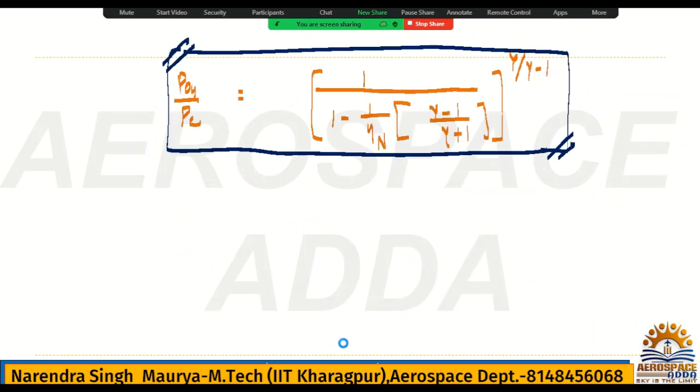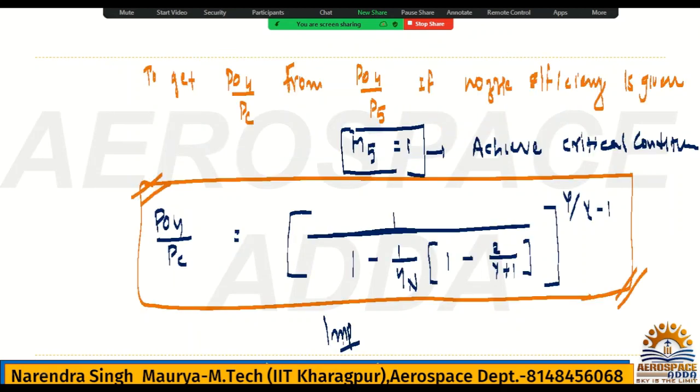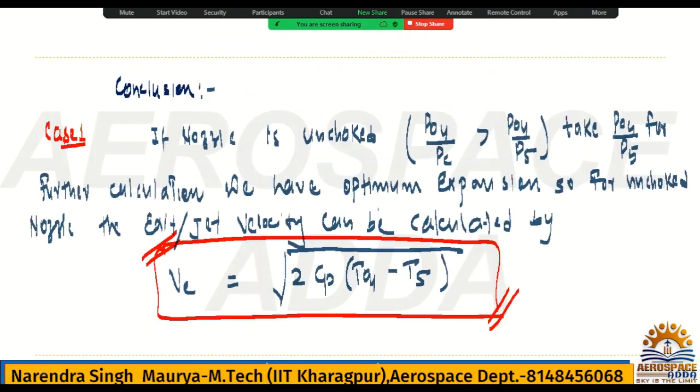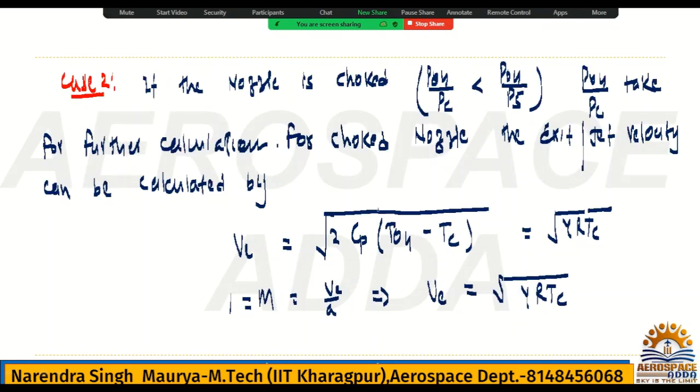And it is very easy. Only P04 by P5 you remember. For P04 by PC, you just make M5 equal to 1, so this will be the same thing as P04 by PC. This is the formula you need to remember for your exam. Exit velocity for both conditions, choked and unchoked, you should remember, and case 1 and case 2.